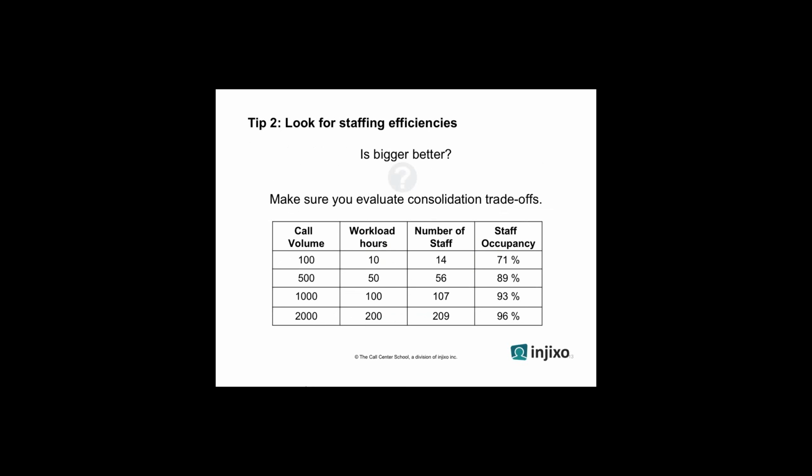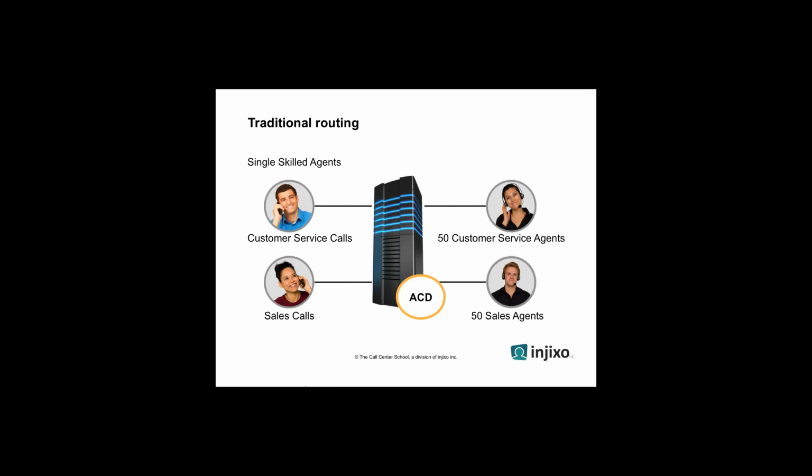So bottom line here is that you want to look for small groups with low occupancy and say, what can we do here to impact workload to make these groups more efficient?